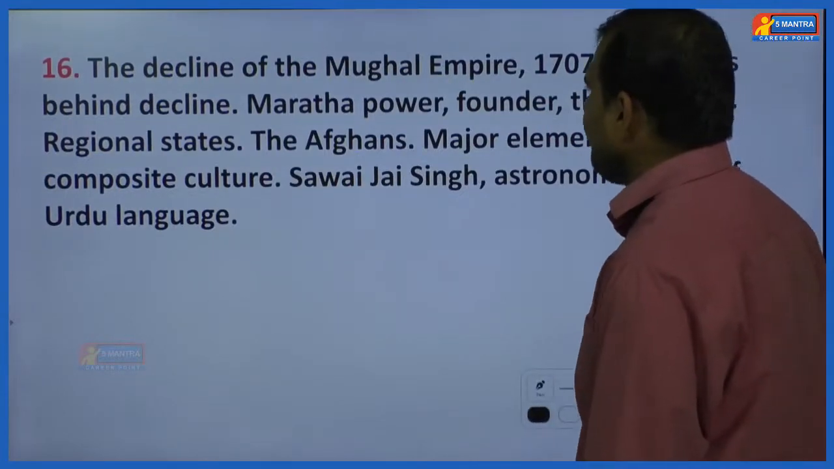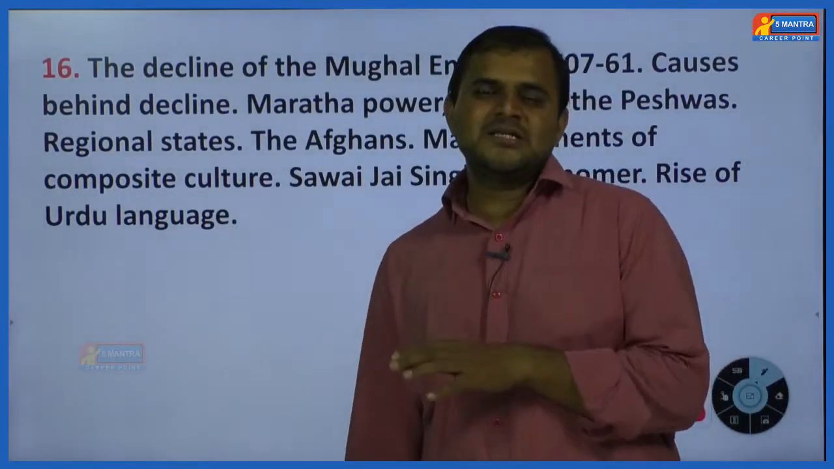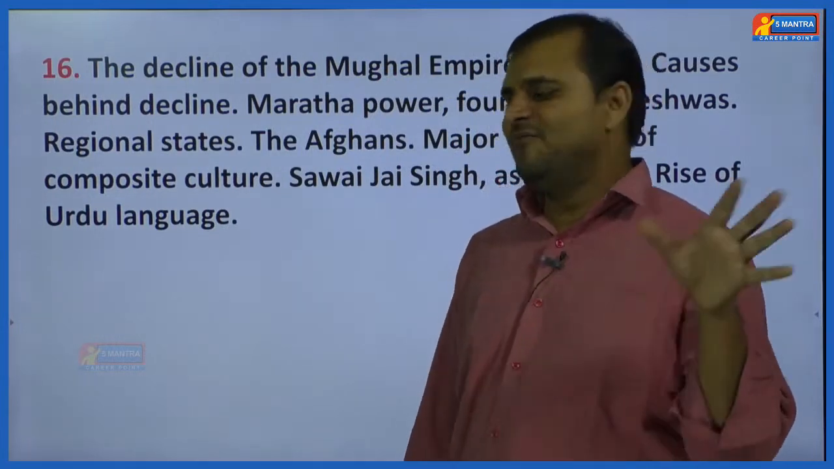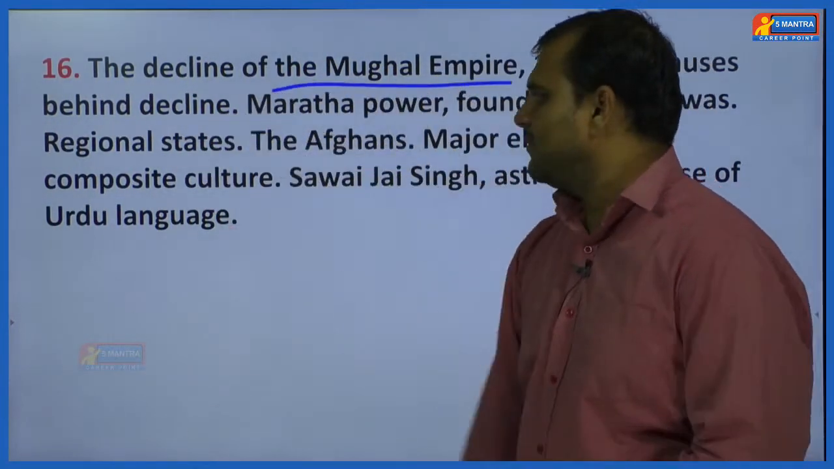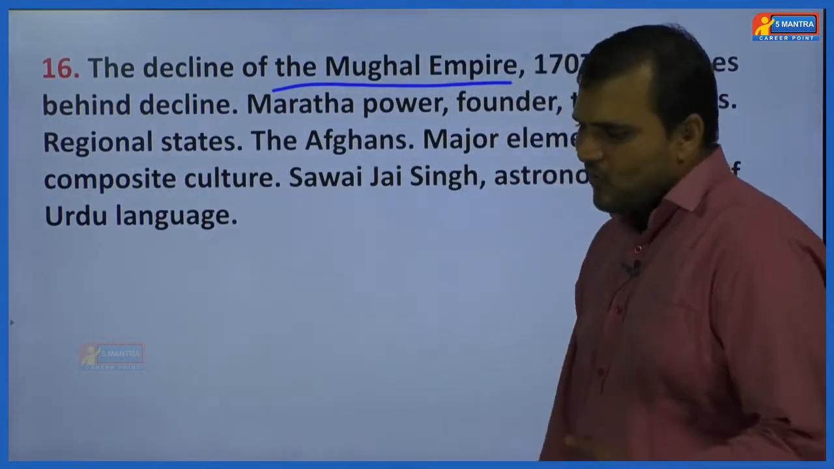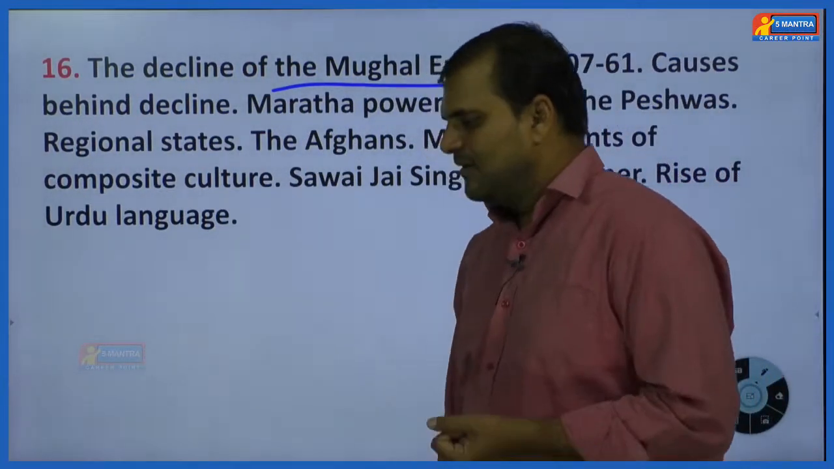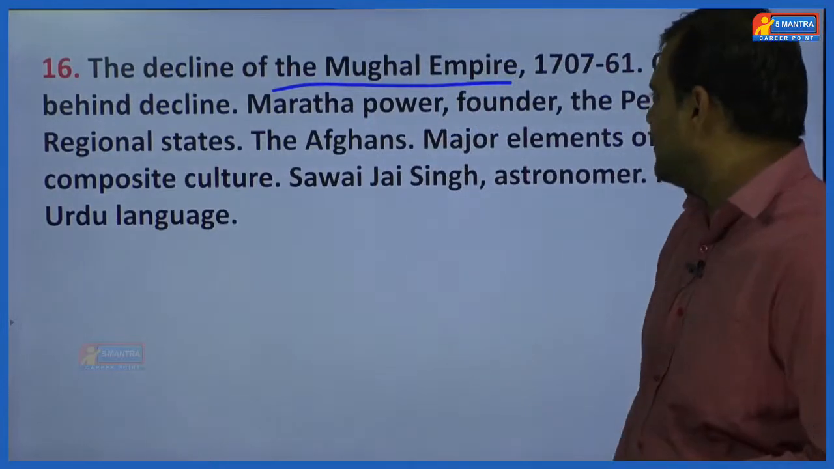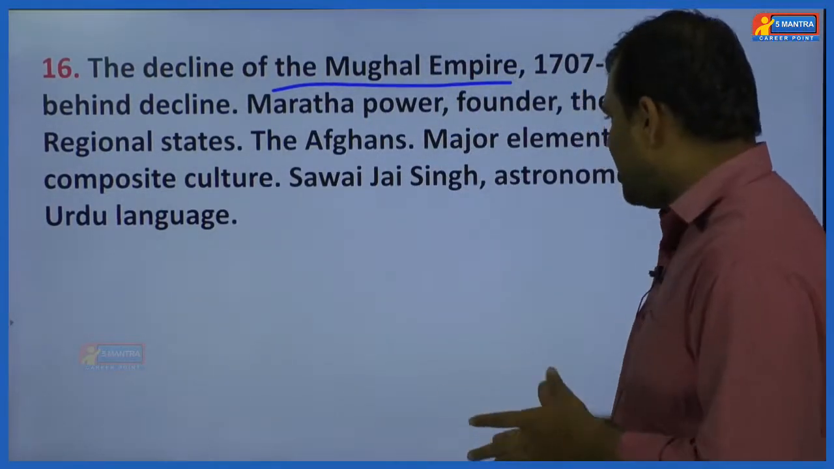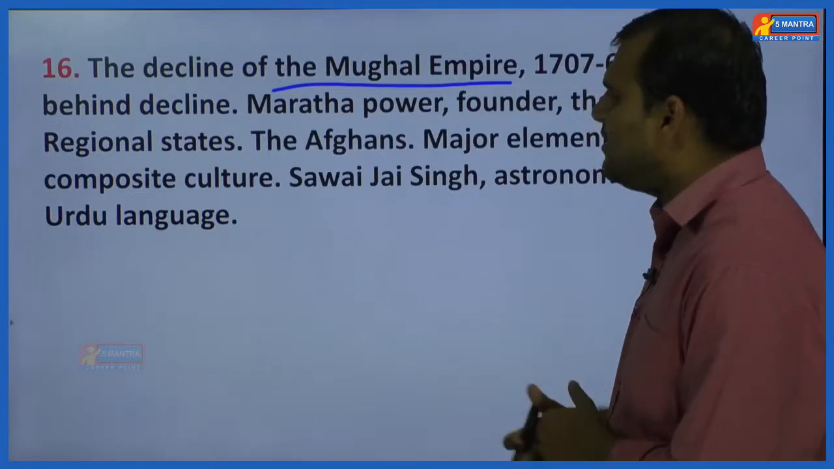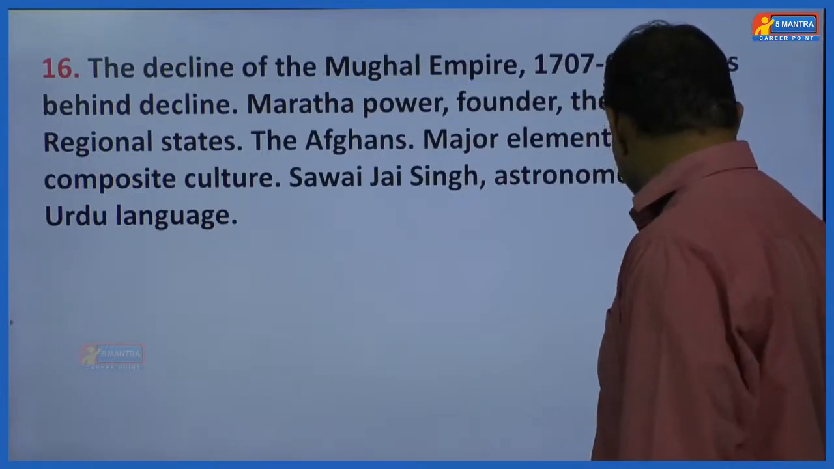And this is the 16th chapter, the last chapter from medieval: decline of the Mughal Empire, causes of the decline of the Mughal Empire, Maratha power founder, Peshwas, regional states, Afghans, Sawai Jai Singh. These all are discussed in this chapter.